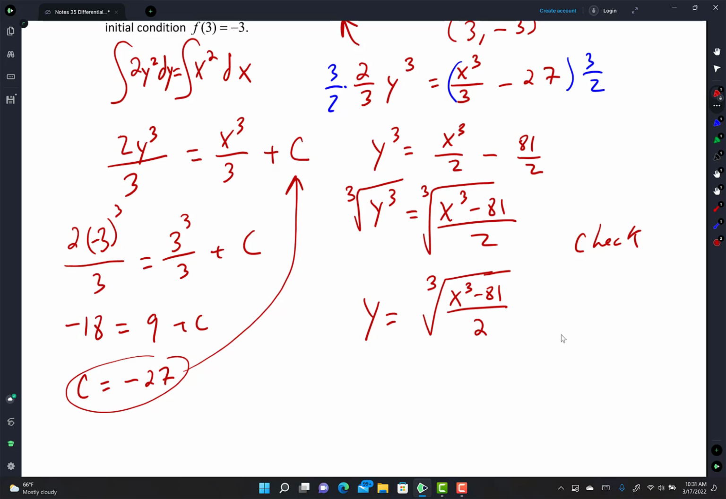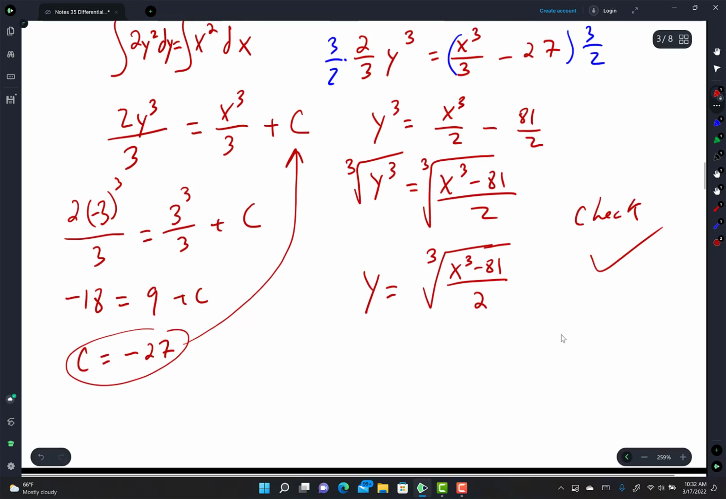3 cubed, that's 27, minus 81, negative 54, divided by 2, negative 27. There it is. We got it right, guys. 27 minus 81, it's a negative 54. And then half of 54 is 27, so negative 27. The cube root of negative 27, negative 3. So it works. Cool or not cool?